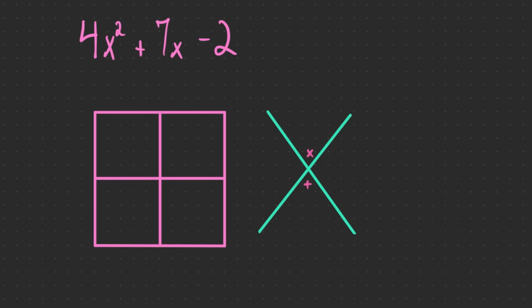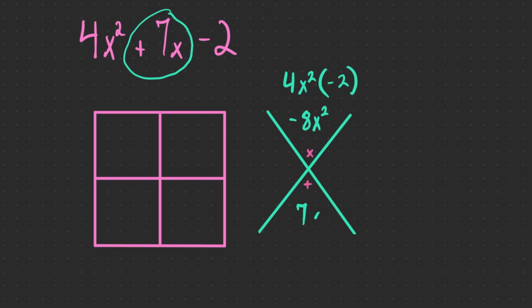So the first thing we're going to do is multiply our first term times our last term. So that's going to be 4x squared times a negative 2. And notice I put the negative 2 in parentheses, so that reminds me I need to multiply these two. So 4 times a negative 2 gives me negative 8, and then let's bring the x squared with it. And then remember, we want to put this term here, 7x, down here. And notice how I circled the positive with that. So this term down here is a positive 7x.